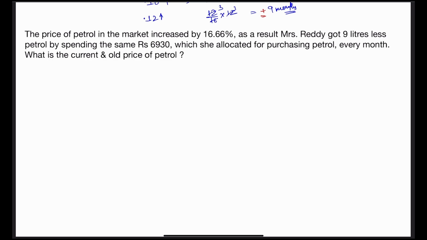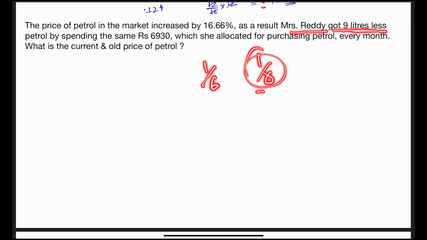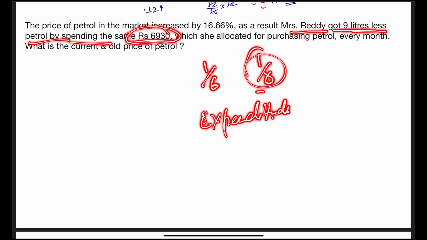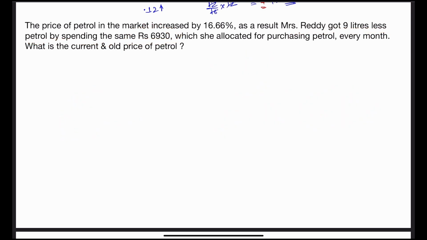Let's solve this question. The price of petrol in the market increased by 16.66%, so 16.66% is 1 by 6. 1 by 6 is increased. As a result, Mrs. Reddy got 9 liters less petrol by spending the same amount. So expenditure is the same, that is 6930. Expenditure is the same, price is increasing. What will reduce? Consumption will reduce, which she allocated for purchasing petrol every month. Great. What is the current and old price of petrol?